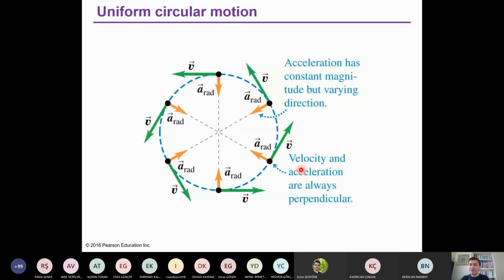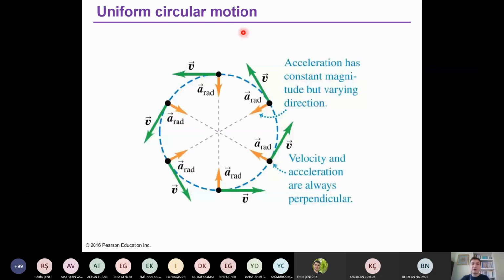Velocity and acceleration are always perpendicular. What do you see here? This is the direction of the velocity, this is the direction of the acceleration, and they are perpendicular to each other. Here again, they are perpendicular to each other. Here again, they are perpendicular to each other. This is the direction of the velocity and radial acceleration in uniform circular motion.